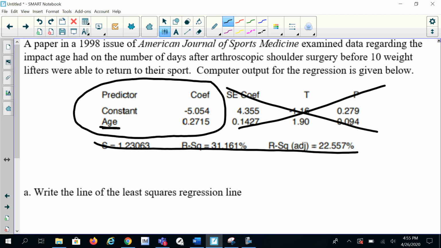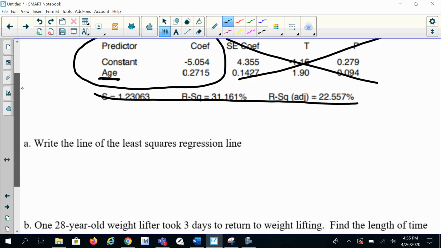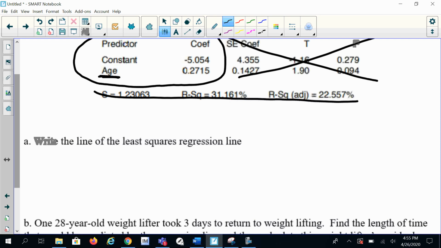We know that X is age. So we need to go back through here and see what the Y is. It's not telling me in the table, and it may not. So when I go back through this, it says examine the data regarding the impact age had in the number of days after arthroscopic shoulder surgery before 10 weightlifters were able to return to the sport. So it's the number of days it took for them to get back. So maybe recovery time hat, or recovery days, something like that. But it's just how long it took them to get back to the sport, which in my opinion is their recovery. So my y variable, which I read in the problem, I didn't find it anywhere else. I had to figure it out myself.